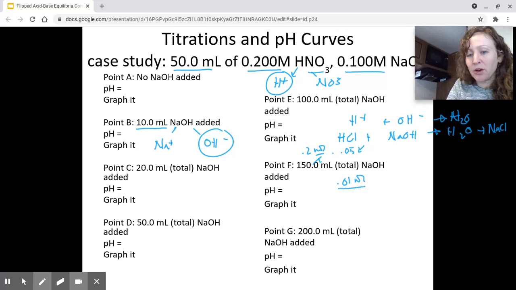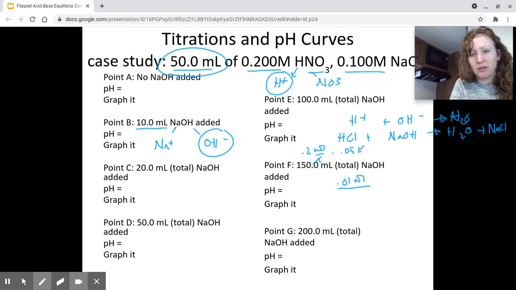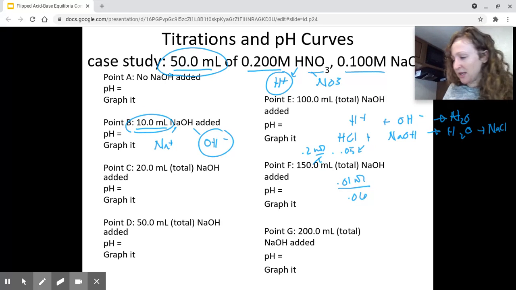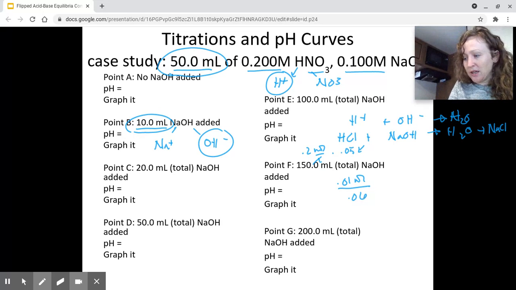I need to put it over its new volume. The new volume of solution is going to be the total volume of solution. So my total volume is going to be the volume of the acid and the volume of the base together. So 0.06. If I divide that answer by 0.06, then I get a new molarity of 0.167 molar. And this is my initial amount of HCl.